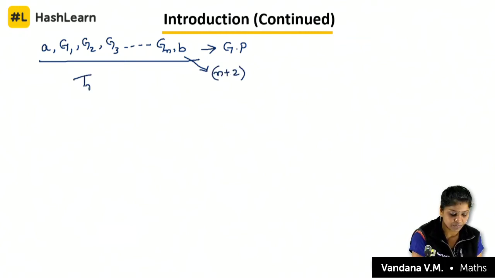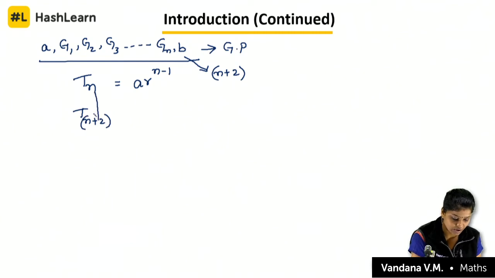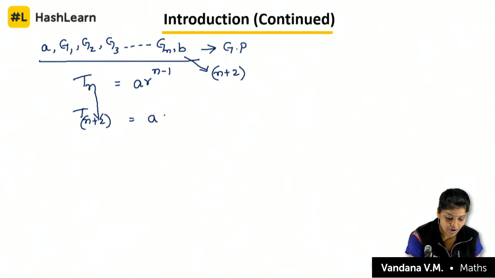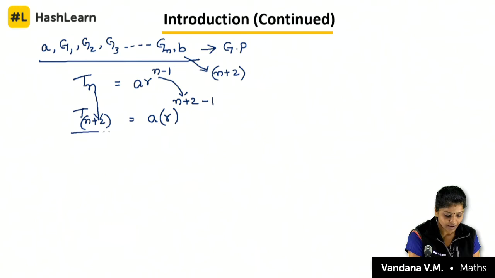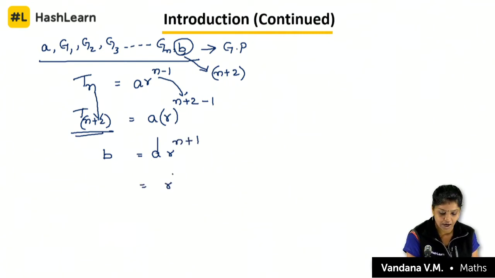How to write the general term? In the geometric progression, Tn is equal to A r power n minus 1. Actually, the B value is present in the n plus 2th term, and totally n plus 2 terms are there. Now, A into r power, in place of n, you write n plus 2 minus 1. Clear, children? But this term is B. B is equal to A r power n plus 1.